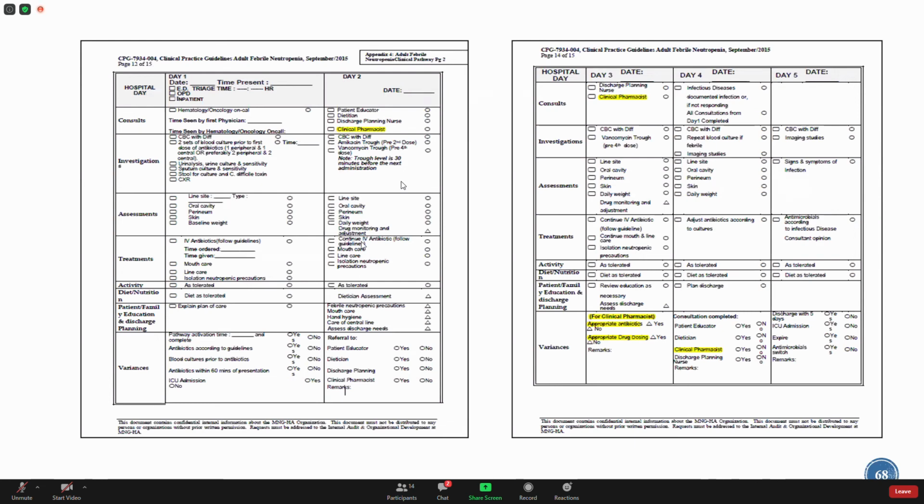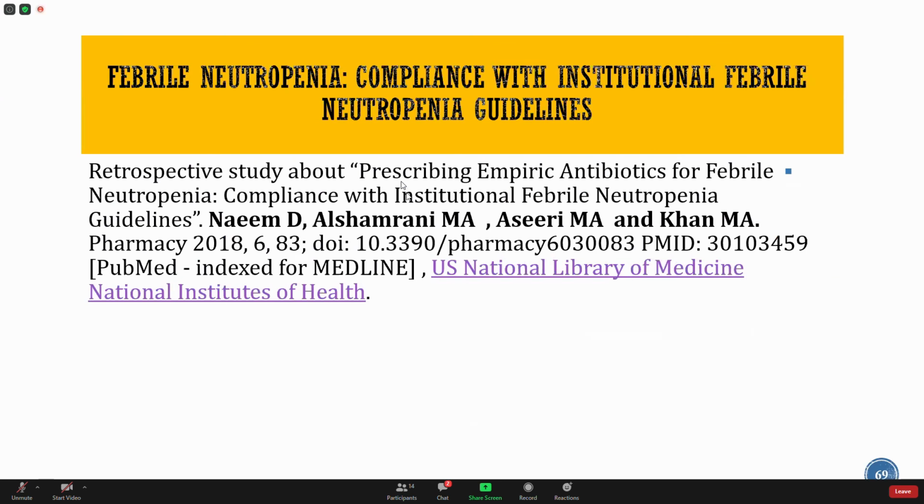So this was the study which looked at the compliance to the febrile neutropenia guideline, which was published in the Swedish Journal of Pharmacy by our resident, who is now an infectious disease clinical pharmacist, Dr. Dua Naeem. You know her very well.